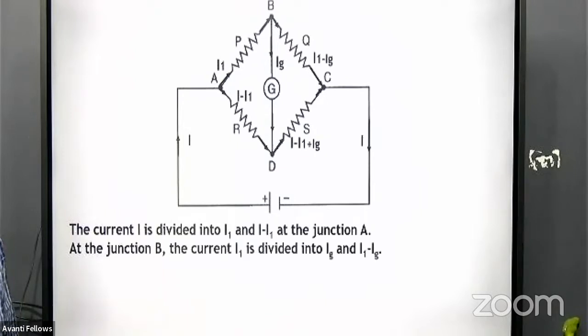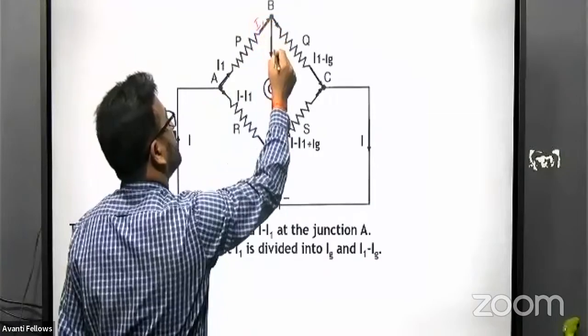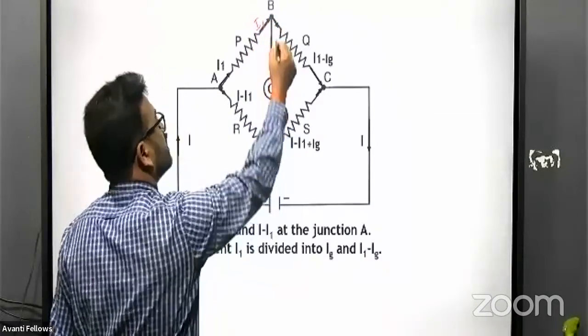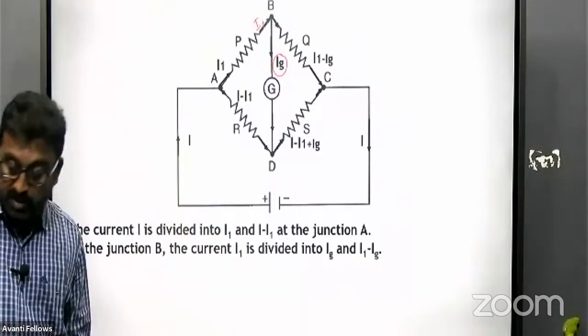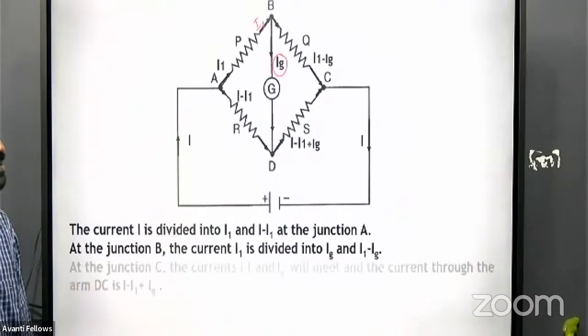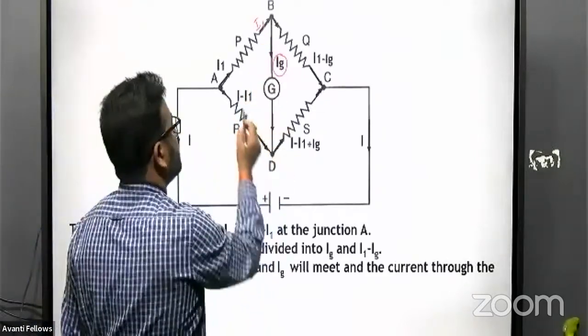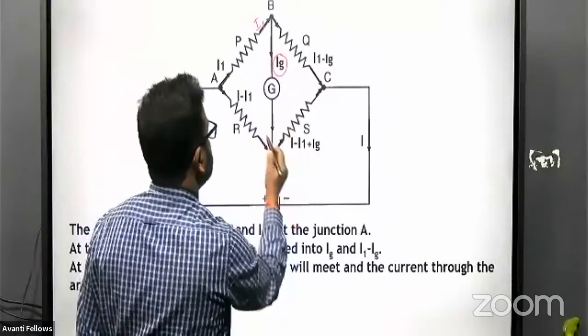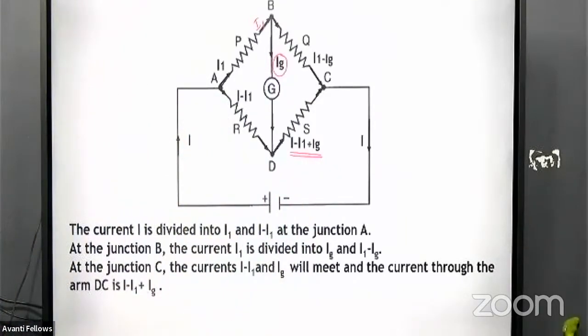And at the junction B, the current is again divided into Ig and I1 minus Ig. The current reaching here is I1, and if there is a current flowing through the galvanometer, it is Ig. The remaining current will flow through this one, that is I1 minus Ig. This Ig will come here, and this I minus I1 and Ig will meet, and that becomes I minus I1 plus Ig.